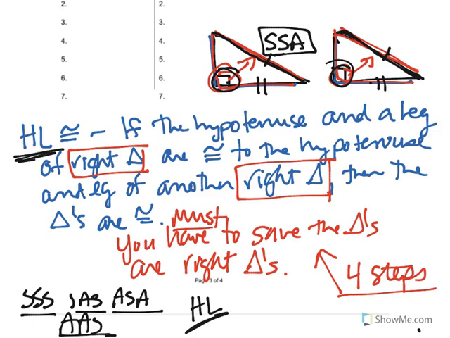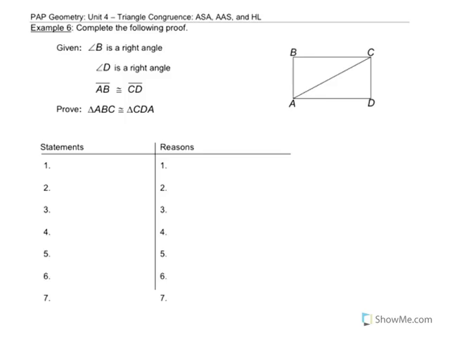Okay, so we're going to go back up now to the top and do this little proof. It says complete the following proof. Angle B is a right angle, angle D is a right angle, AB is congruent with CD, and then we want to prove these 2 triangles. So let's mark what we know.